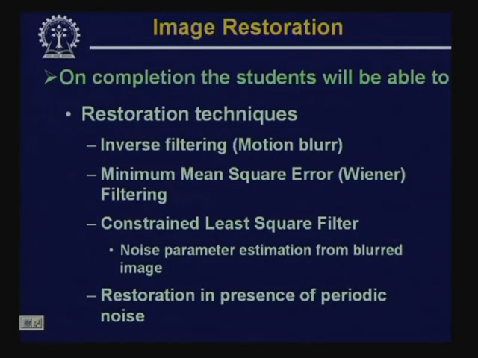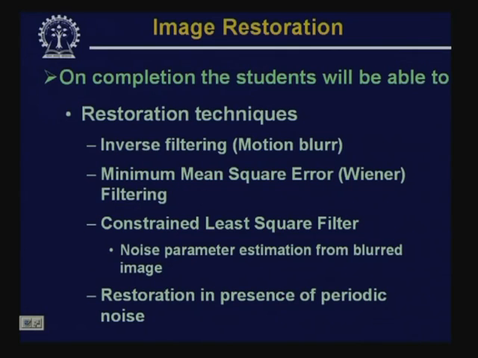In today's lecture we will see the inverse filtering, the restoration of the motion blurred image using the inverse filtering technique. In our last class we have seen the inverse filtering technique where the image was degraded by the atmospheric turbulence model. We will also talk about the minimum mean square error or Wiener filtering approach for restoration of a degraded image. We will also talk about another technique called constant least square filter, which mainly uses the mean and standard deviation of the noise which contaminates the degraded image. And then we will also talk about the restoration techniques where the noise present in the image is a periodic noise.